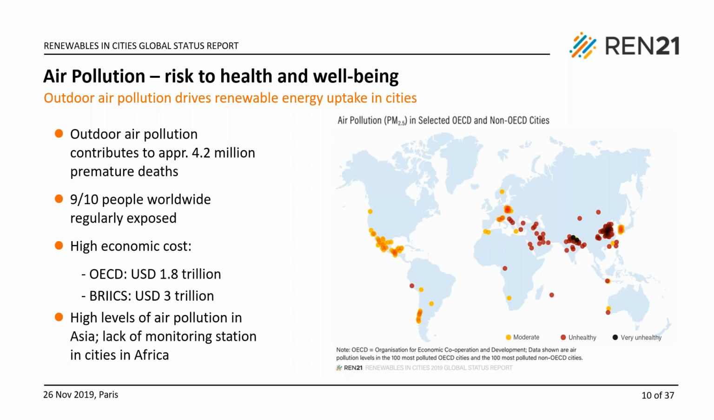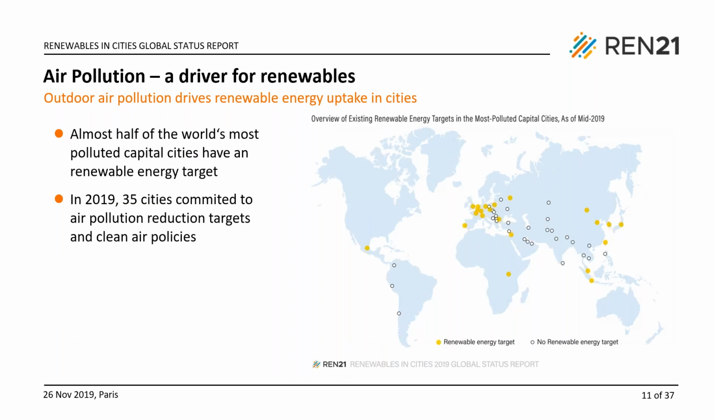When you're looking at the map here, I think it's important to mention that on Africa, we don't see many dots, but this is very much linked to the fact that there is a lack of monitoring stations on this continent. Now, here you will see basically the link between air pollution and renewable energy. So the yellow dots are the capital cities that also have a renewable energy target. So almost half of the world's most polluted capital cities have a renewable energy target.